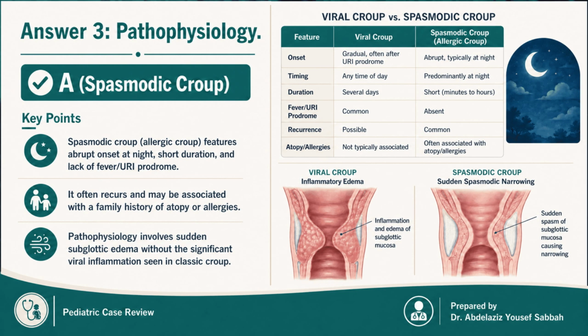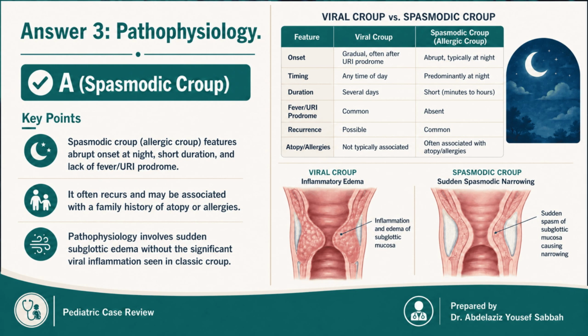Spasmodic croup, also known as allergic croup. Spasmodic croup features an abrupt onset at night, a short duration of only minutes to hours, and the absence of any fever or upper respiratory prodrome. It often recurs and is frequently associated with a personal or family history of atopy and allergies. The pathophysiology involves sudden subglottic edema or spasm without the significant viral inflammation seen in classic viral croup.